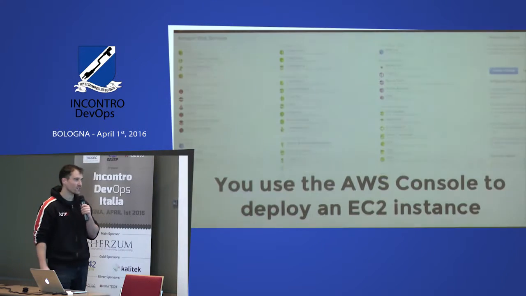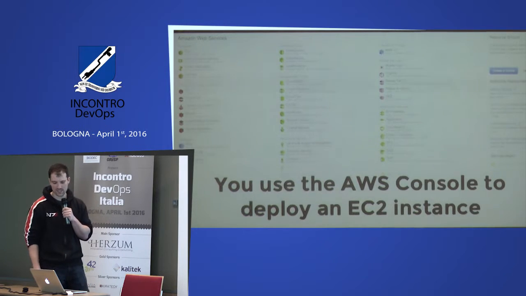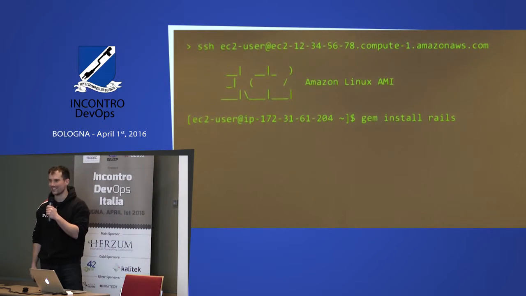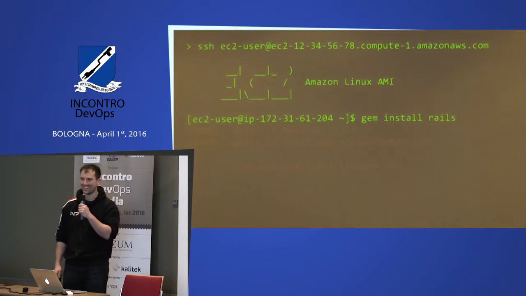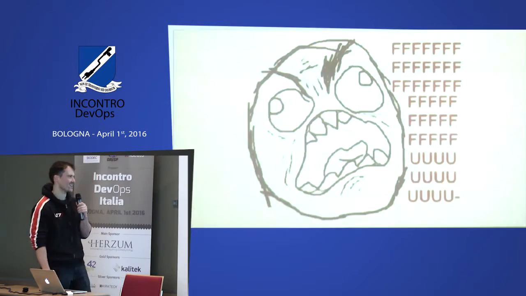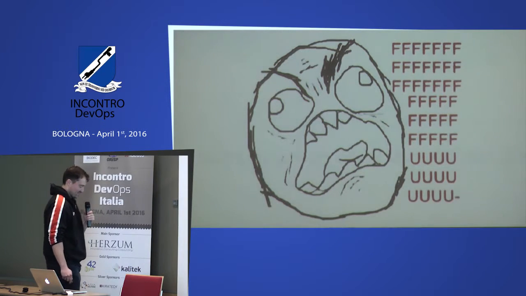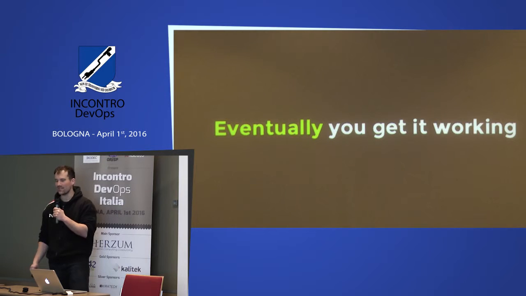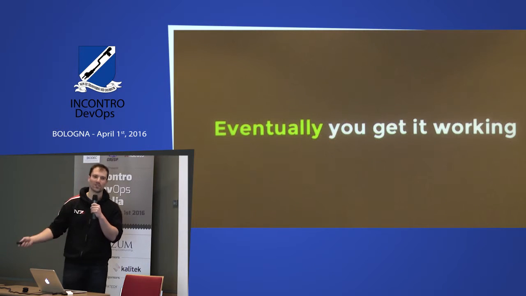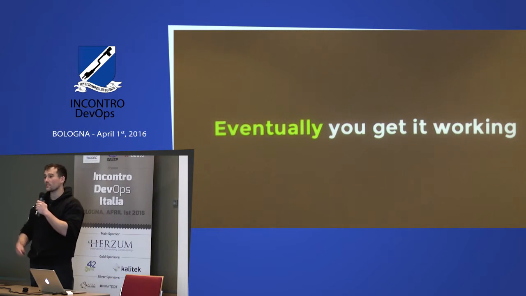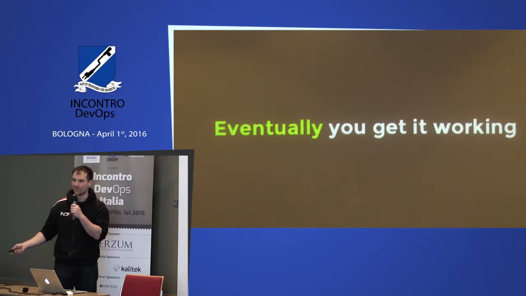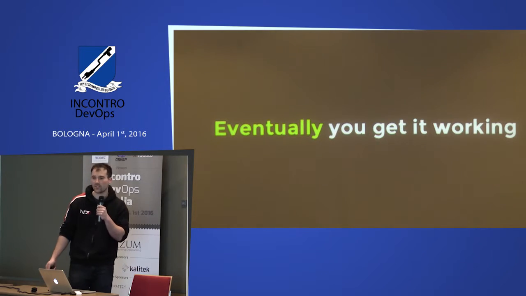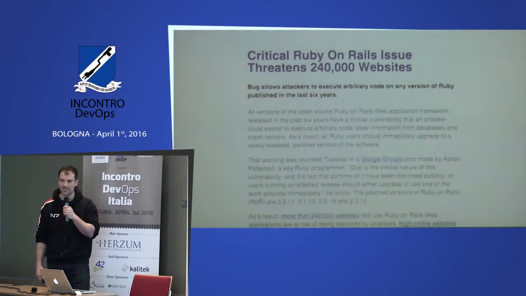So you go to the AWS console, you deploy an EC2 instance, you SSH to the instance, and you run gem install Rails. You guys know what happens, right? You get yet another freaking error. It's a little frustrating. But eventually, you get it working. You do this in production, you do this in all your boxes and staging and QA. All the developers on your team go through this awesome process. They'll lose hours wondering, what the hell is Nokogiri? But it works eventually, and everything's awesome until that happens.